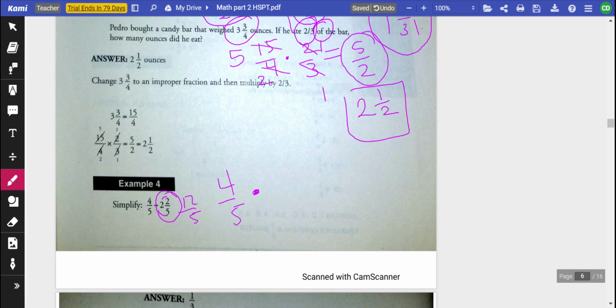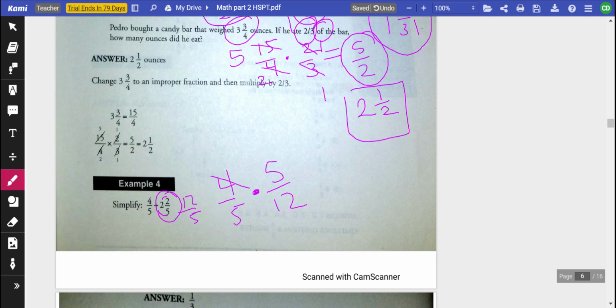But I don't want 12 over 5 because we're doing division again. And I'm going to multiply by the reciprocal, which means I'm going to flip it to 5 over 12. Pretty straightforward, pretty easy here. Then I'm going to double check for cross factors. Why? Because it's easier to do it now than to do it later. So I'm going to just double check.